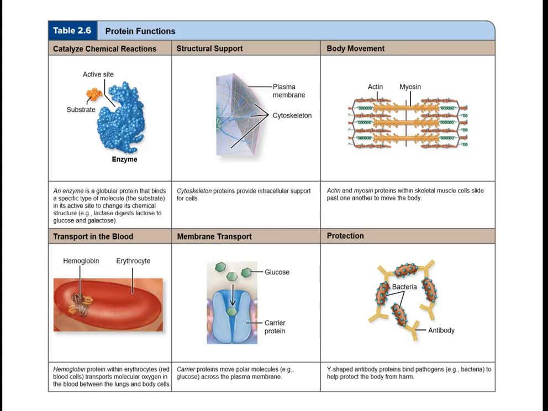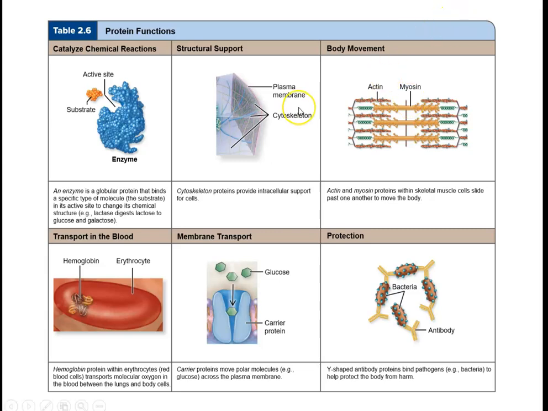Proteins can also help with blood transport. For example, your red blood cells are packed full of hemoglobin, and that helps transport oxygen through your blood. Proteins are also part of membrane transport. Carrier proteins move polar molecules such as glucose across the plasma membrane. And they're also involved in immunity. Antibodies, specifically, bind pathogens and help fight off disease.